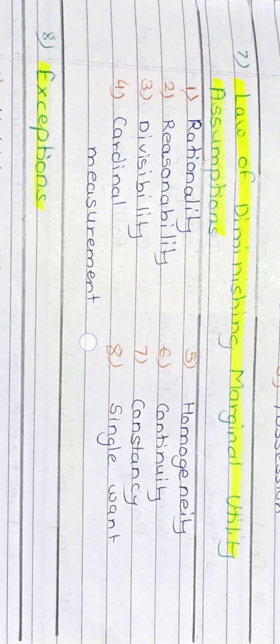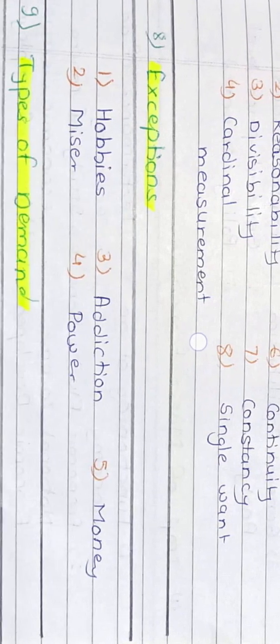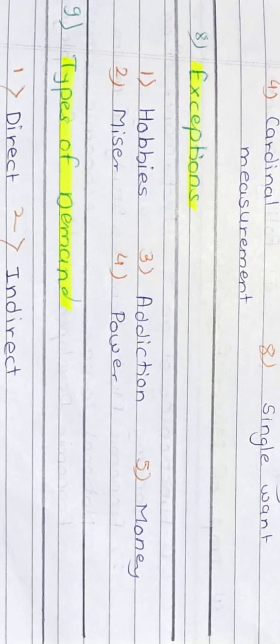Now let's see the exceptions to law of diminishing marginal utility. Hobbies, miser, addiction, power, money.